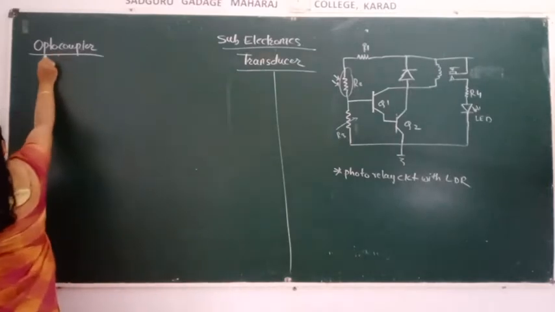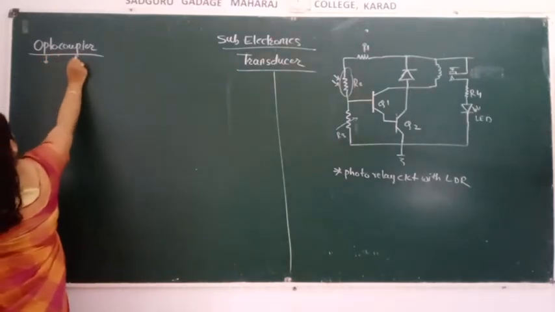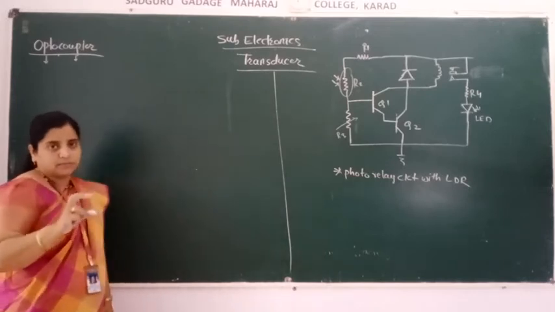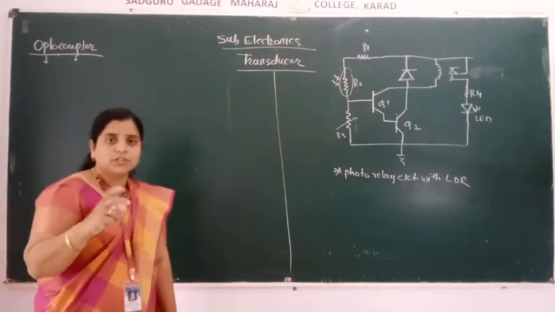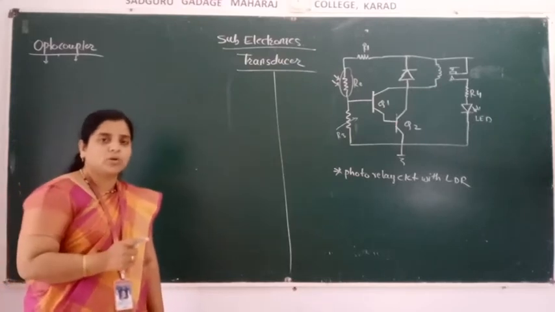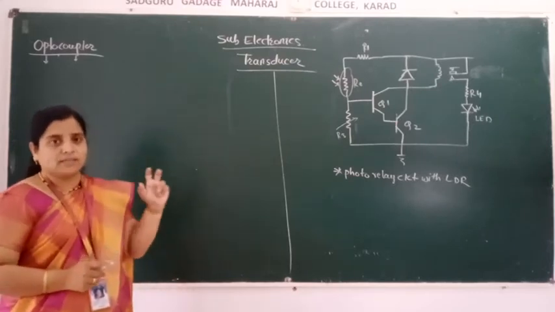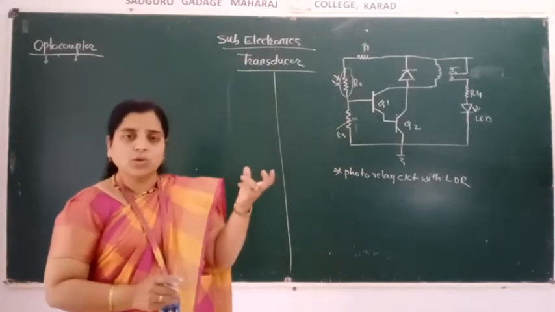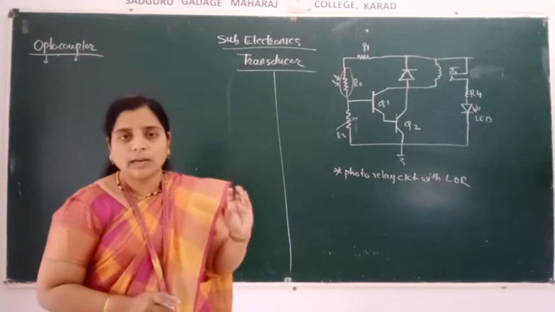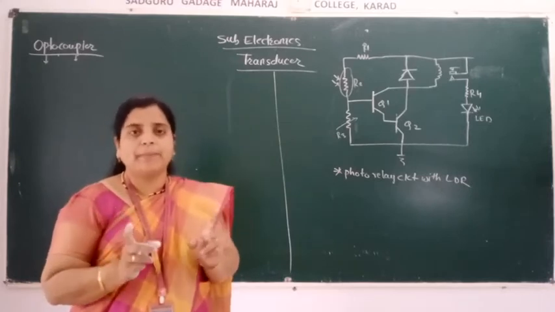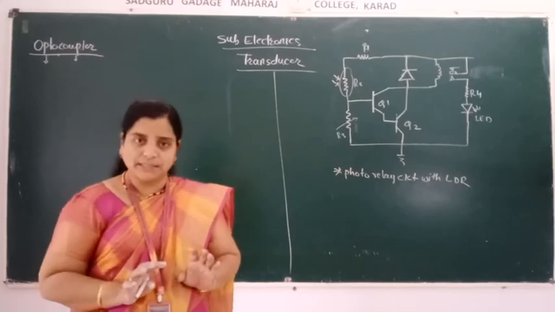So, optocoupler means what? Opto is what, and what is coupler? Coupler means it is coupled. Opto means it is not electrical, it depends on light. Optics means that which depends on light. So opto means depending on light. Coupler means it should be coupled, but it should depend on light, not on an electrical signal.